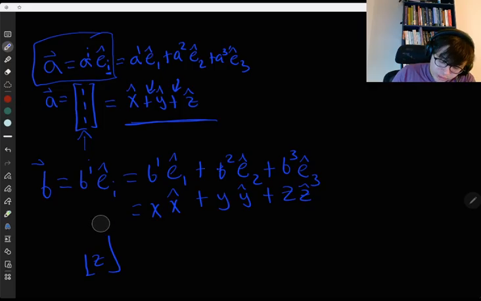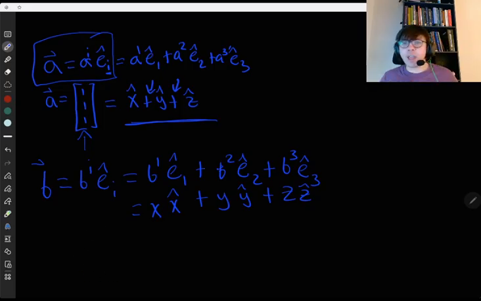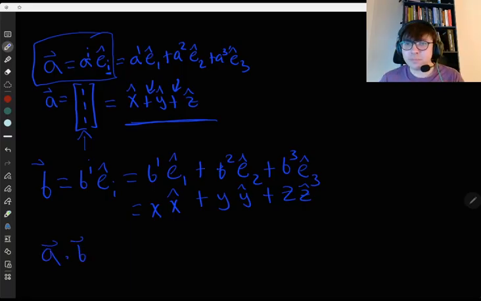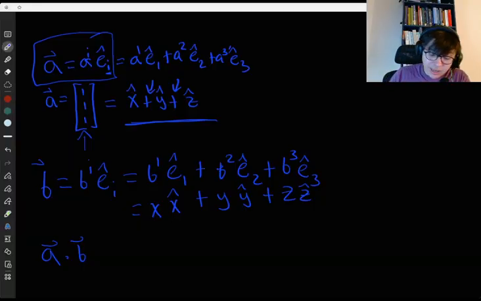So now, let's combine all of this stuff together. I'm going to dot A with B. And we saw earlier, it's easy. I can just multiply those two column vectors together, and I'll just add the results. Now, we're going to write this in our new notation. So the first thing is we have A_i E_i.